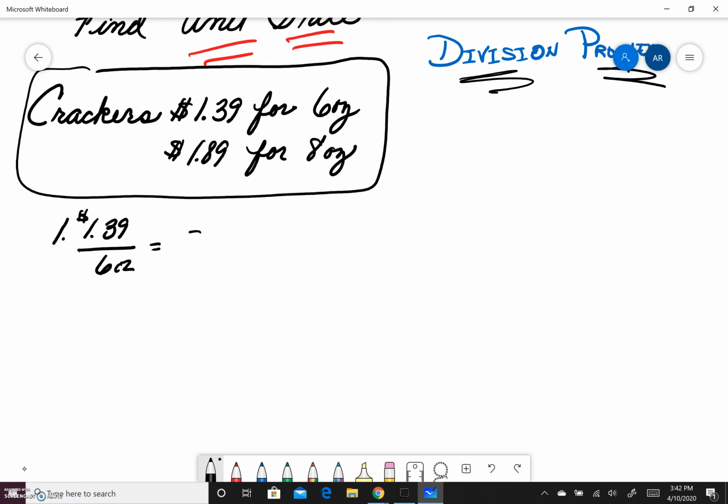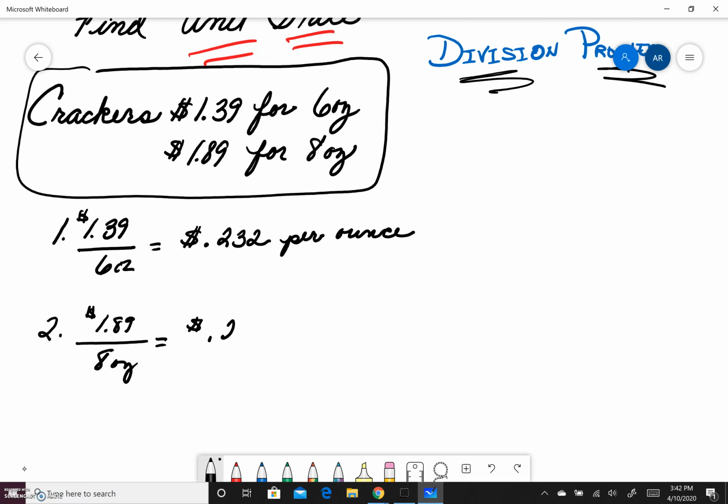And when you plug that into your calculator, pay attention to your instructions, because it'll tell you how many places to round to. In this particular problem, they wanted 3, so the answer would be $0.232 per ounce as the unit price. Now the second set of crackers would be $1.89 over 8 ounces, and we plug that into our calculator, and then we would come up with $0.236 per ounce. That's our unit price.